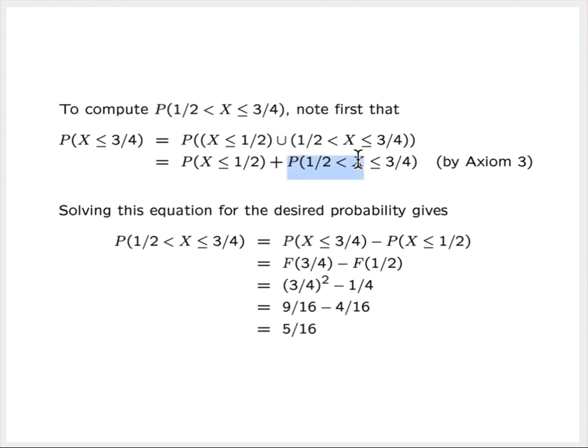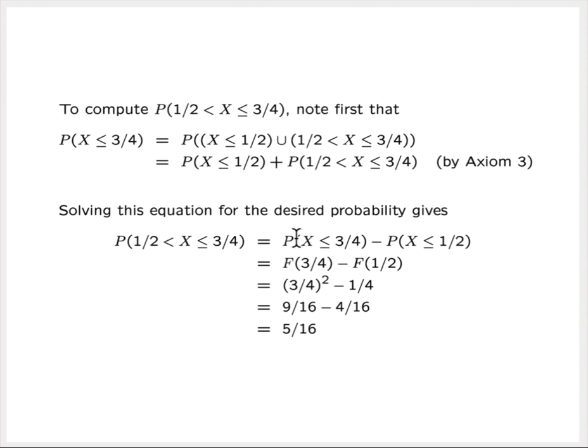And that is right here. So we have an equation with the probability we want. All we have to do now is solve this equation for that probability, and we get that the probability that x is greater than 1/2 and less than or equal to 3/4 is equal to this guy, the probability that x is less than or equal to 3/4, minus this quantity, the probability that x is less than or equal to 1/2.